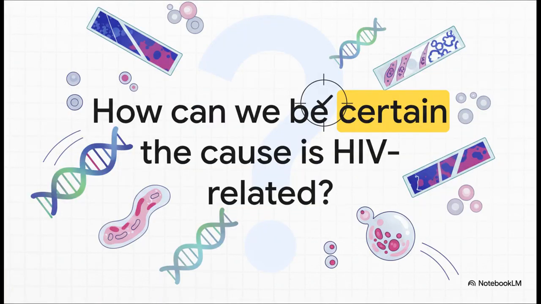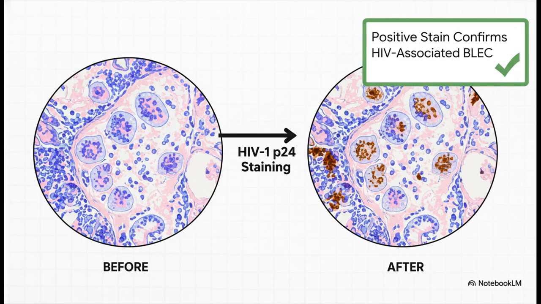Okay, so all of these findings are highly suggestive, right? But they're not quite the smoking gun. They don't give us definitive proof of an HIV connection. So how do we clinch it? How do we tie these cysts directly to the virus itself? Well, the answer lies in a really specific lab test, an immunohistochemical stain. By testing the biopsy tissue for the HIV-1 P24 antigen, a positive result can definitively diagnose the cyst as being HIV-associated. It's the test that confirms the underlying cause, no doubt about it.